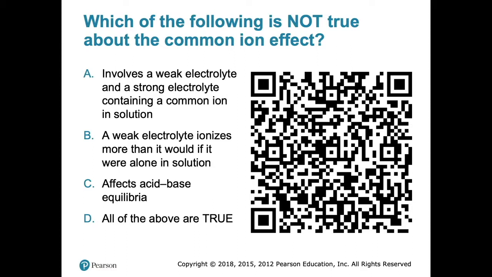It involves a weak electrolyte and a strong electrolyte containing a common ion. That sounds reasonable, I think. A weak electrolyte ionizes more than it would if it were alone. It affects acid-base equilibria, where all of these are true. All right, so the distribution here is this, and the vast majority of you got that correct. The answer is in fact B, right?